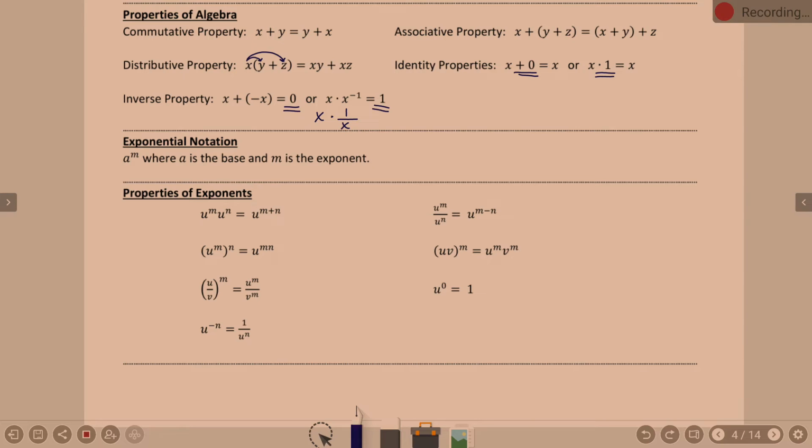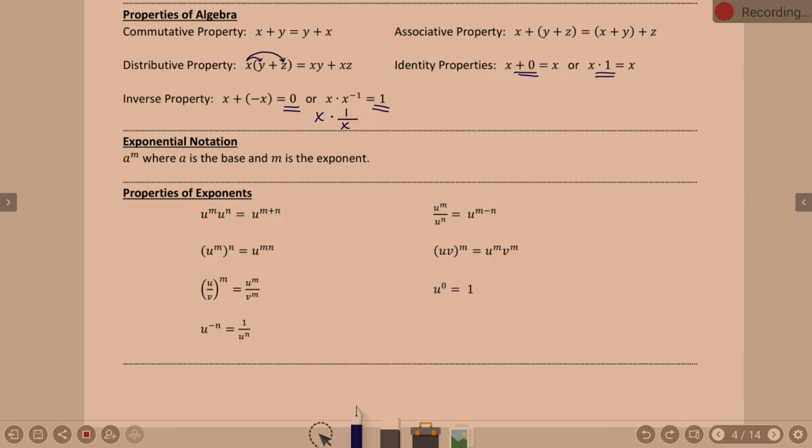Exponential notation. Okay, we're going to talk exponents. Remember vocabulary. If it's a to the m, a is the base, m is the exponent. Now, we've got some important properties here that we sometimes tend to forget. We'll practice these on the next page a little bit, but they're going to be more difficult than just the basics here. u to the m times u to the n.